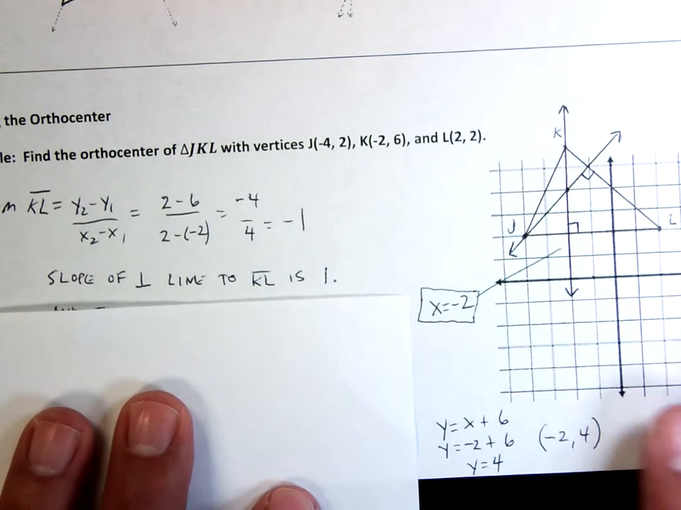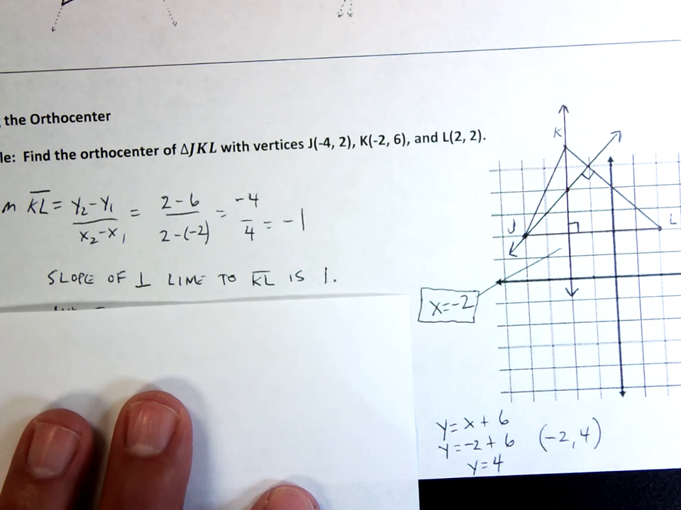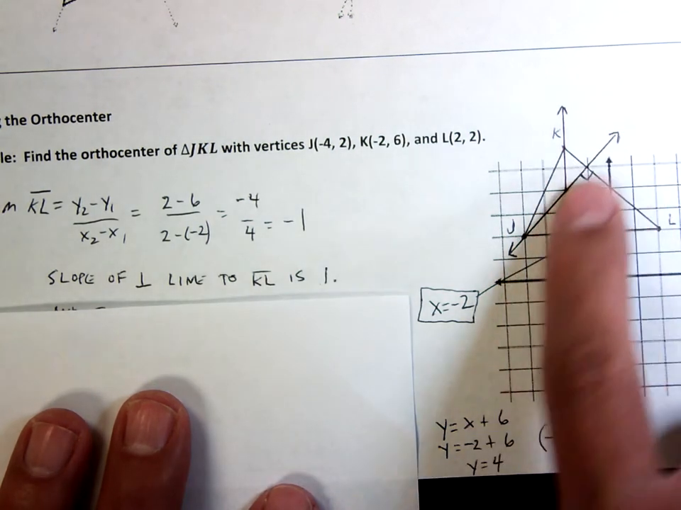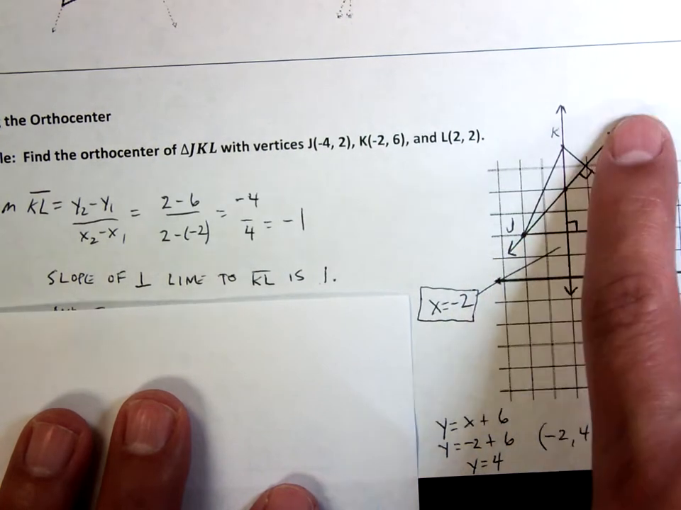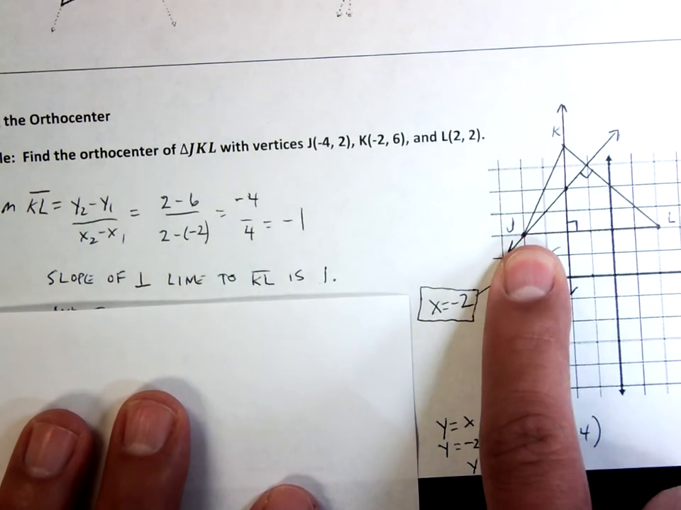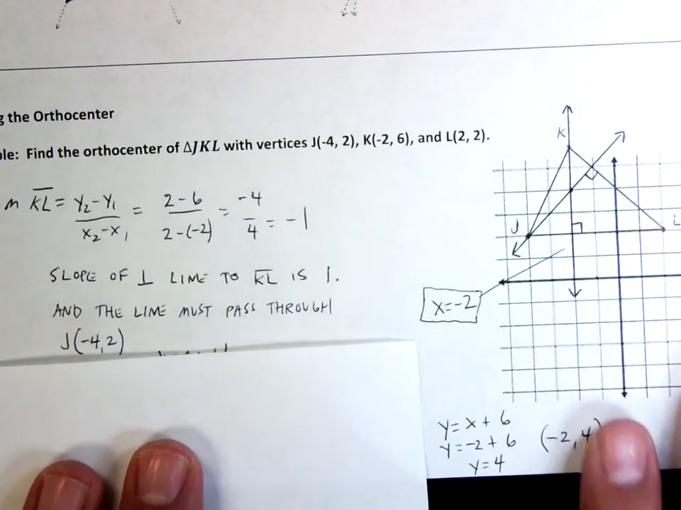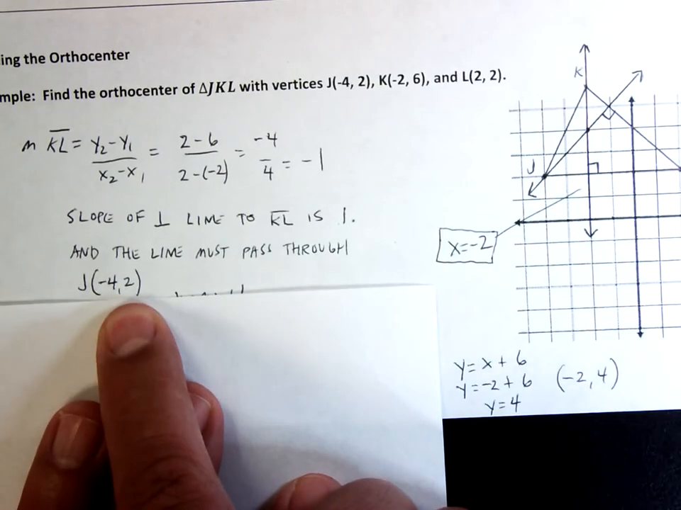Now to use my y equals mx plus b, like we did with circumcenters, I need to know a point that my line goes through. But remember, if it's an altitude, it must go through one of the vertices of the triangle. I'm trying to get this altitude, so what point do I know that it goes through? It must go through J, and I know the coordinates of J are negative 4, 2. So that's the x and the y that I'm going to use.